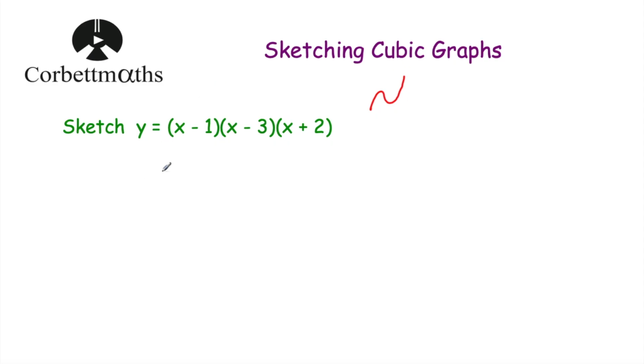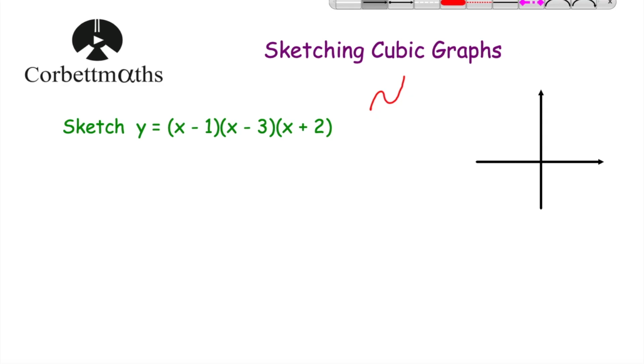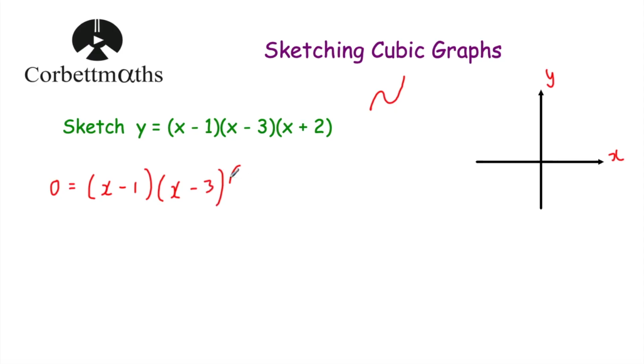Okay, step number 2, find where the graph crosses the x-axis. So I'm just going to sketch the x and y-axis. So here we've got the x-axis, and here we've got the y-axis, and we're going to label them x and y. And let's find where this graph crosses the x-axis. So to find where it crosses the x-axis, let y equal 0. So let's let y equal 0, so 0 equals (x minus 1)(x minus 3)(x plus 2).